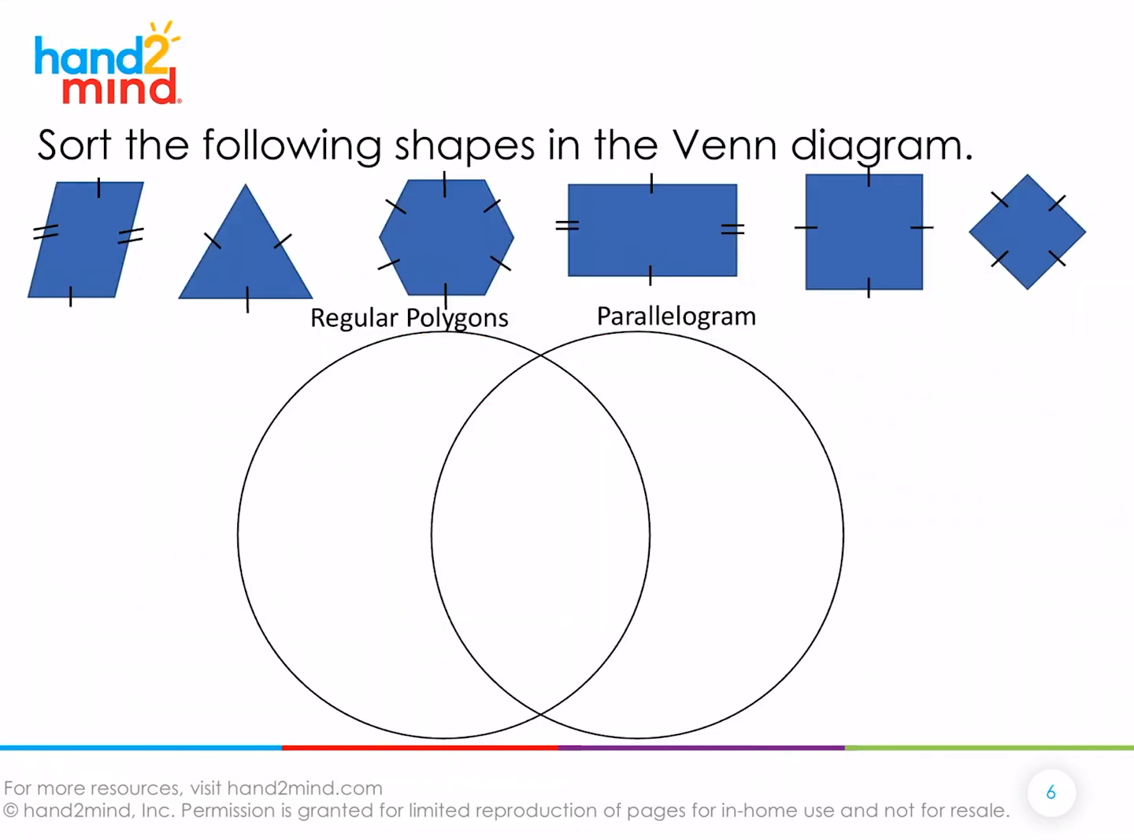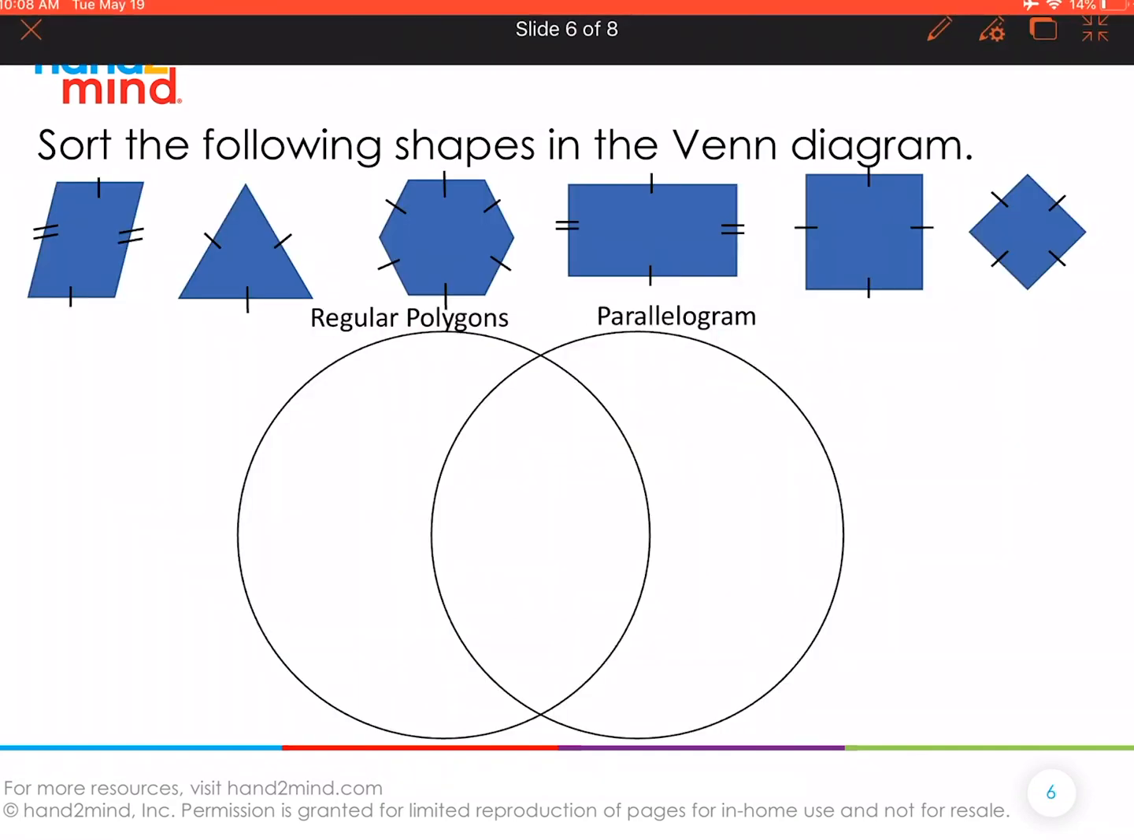Our next one says to sort the following shapes in the Venn diagram. So we can see that our first category is regular polygons. Our second are parallelograms. So remember, when we're talking regular polygons, regular means that all sides and all angles are equal. So keep that in mind.